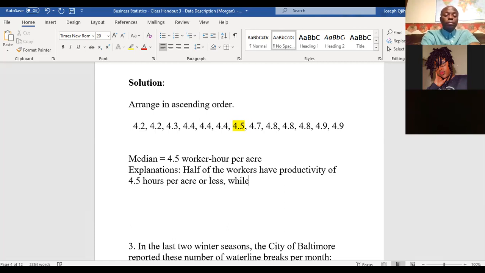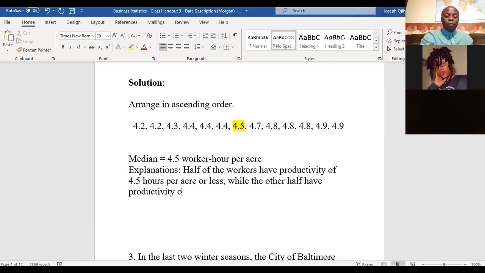While the other half have a productivity of 4.5 hours per acre or more. Now, you know that journalists can write big articles using this, but we, like I said, we statisticians and economists, we just give you what it is. Now the decision is all yours.